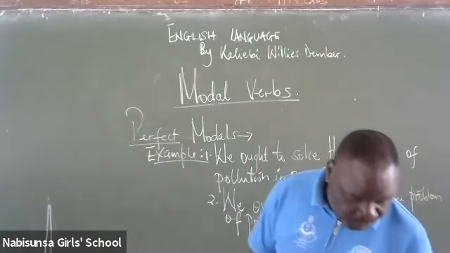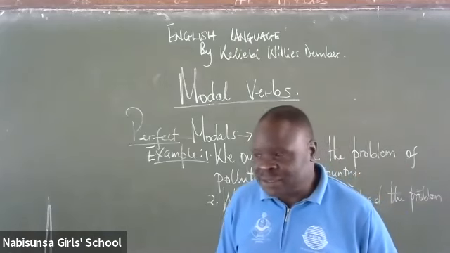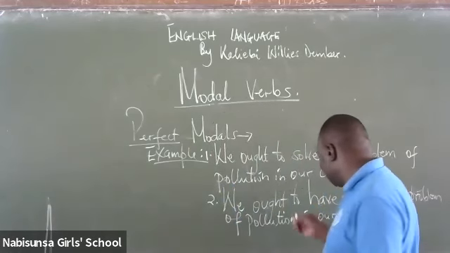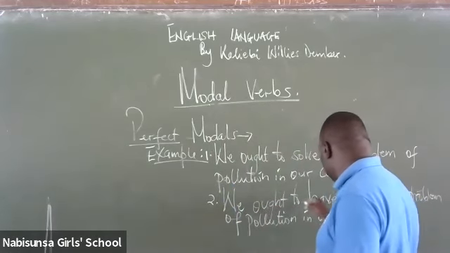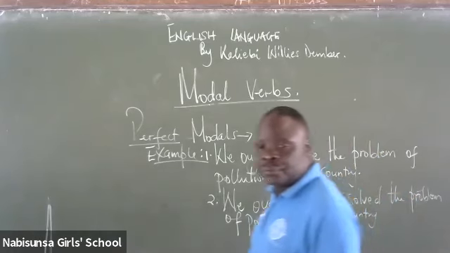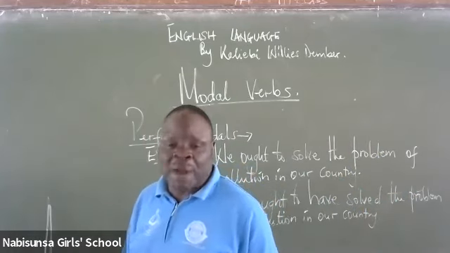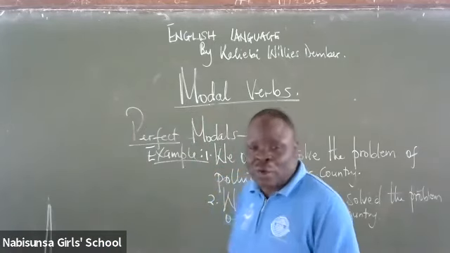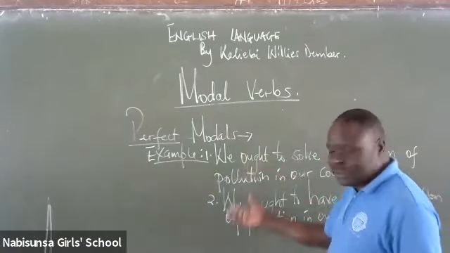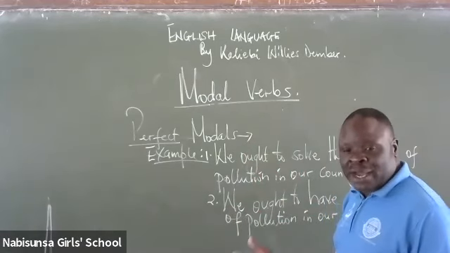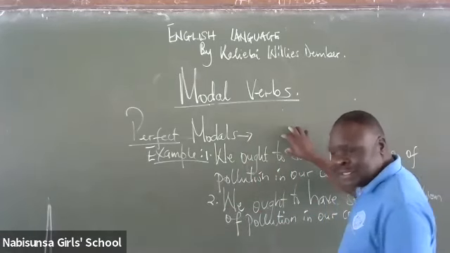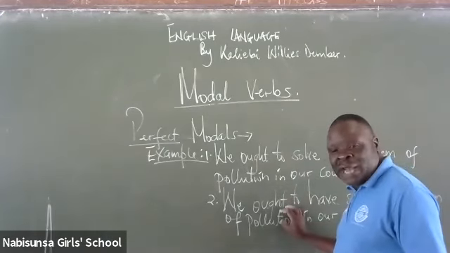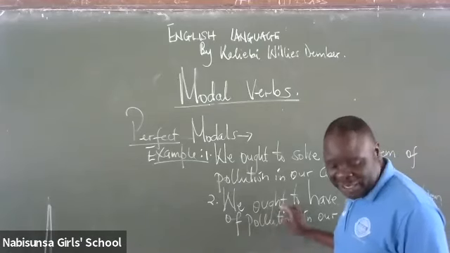Past tense. It is in the past tense. So which aspect of past tense is this one here? We ought to have solved. Perfect. Very good. We have the perfect form of it. So now we are looking at these perfect modals. Perfect modals can be used in present tense, and they can be used in perfect what? As perfect modals. Is that very clear?